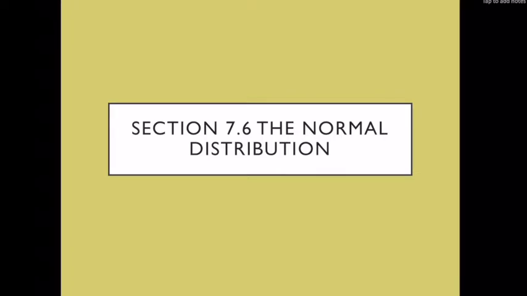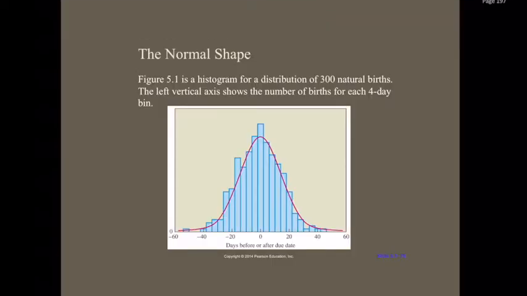So you've heard me use the word normal before. The normal shape is a symmetrical graph, right? The mean equals the median equals the mode. And the normal distribution tends to occur for things that happen naturally, things that occur in nature. So the height of people. For example, this one is the histogram showing the distribution of 300 natural births around their due date, right? Of course, most babies are born on their due date, but we do have some who are born a little bit later, some who are born earlier, okay?